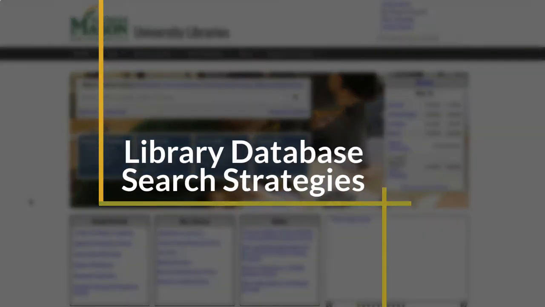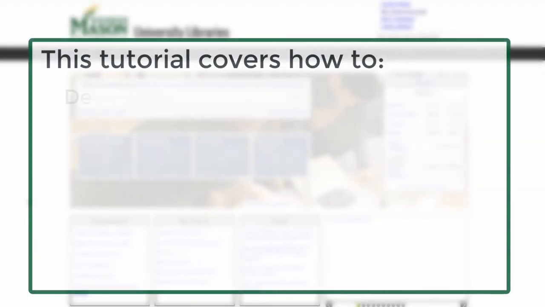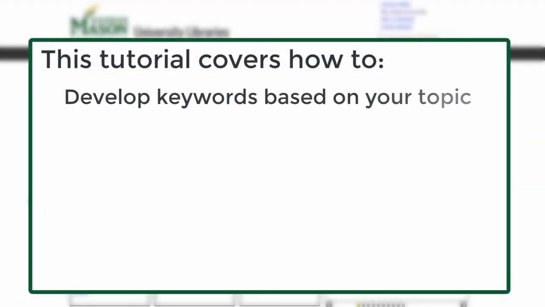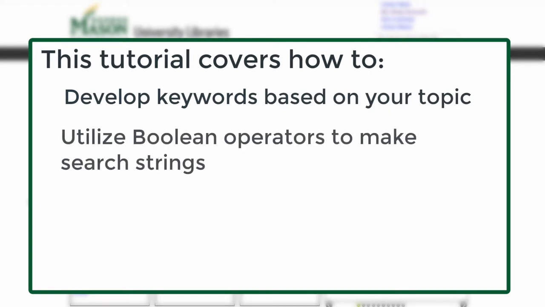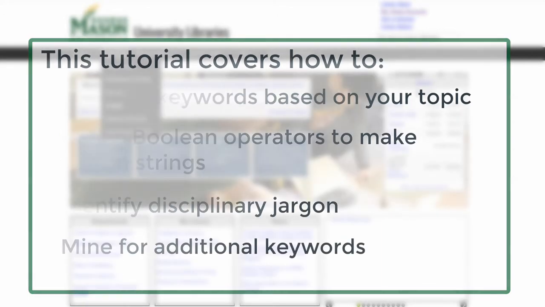Welcome to the Mason Library's tutorial on library database search strategies. After viewing this tutorial, you will be able to develop keywords based on your topic, utilize Boolean operators to make search strings, identify disciplinary jargon, and mine for additional keywords.